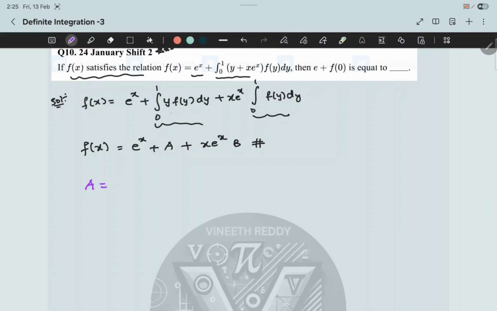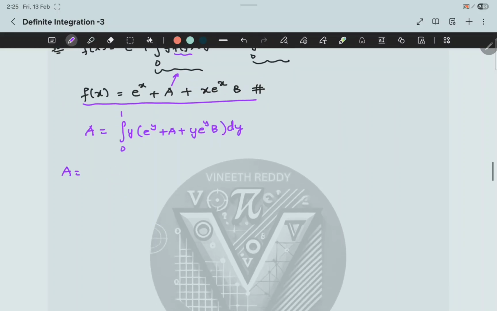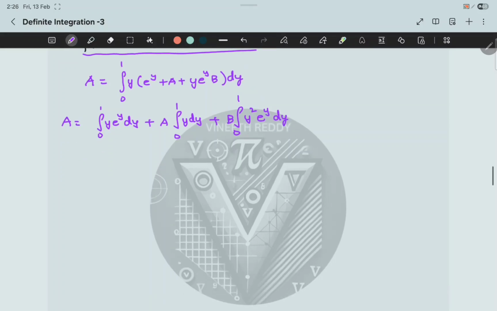Let us rewrite a, and what is a? It is nothing but integral 0 to 1 y f of y dy, right? A is this, right? And what is f of y? Let us again use this equation. F of y will be e power y plus a plus y e power y b. Hope you understood this, right? So now a will be integral 0 to 1 y into e power y dy. Let us split the integral. A into integral 0 to 1 y dy plus integral 0 to 1 y square e power y. B is anyways a constant, I can take it outside.